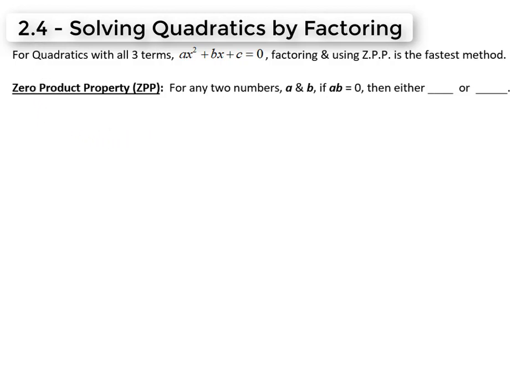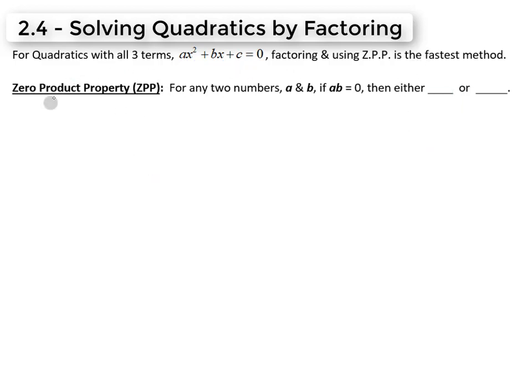All right, guys, today we're solving quadratics by factoring. We're going to factor, and we're going to use something called the zero product property, which we'll talk about in a second down here. For quadratics, where we have all three terms, which means ax squared plus bx plus c, set equal to 0, factoring and using ZPP, the zero product property, is the fastest method for solving quadratics.